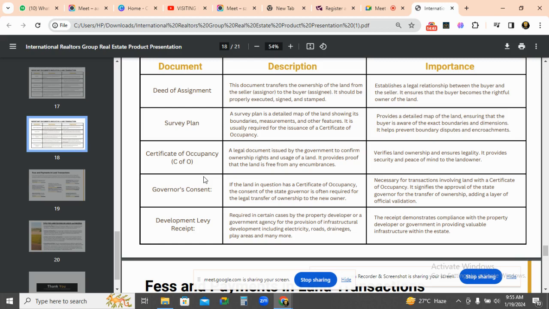So if a land already has a C of O and the name of that person is there, and now you have bought that land from that person, you need to go and meet the governor for what is called a governor's consent. Okay, so that the governor will be aware that you have bought the land from the person that originally owned it. Okay, and it's very, very important.